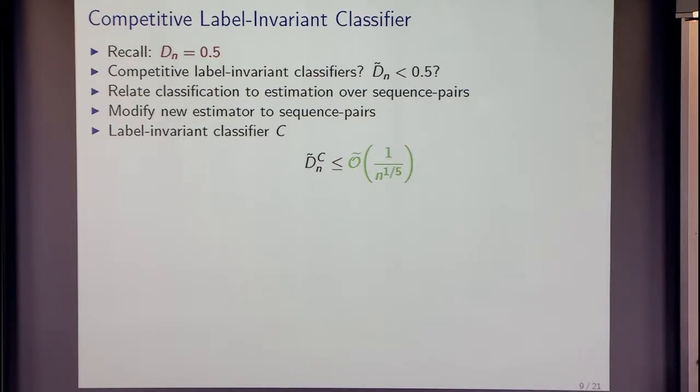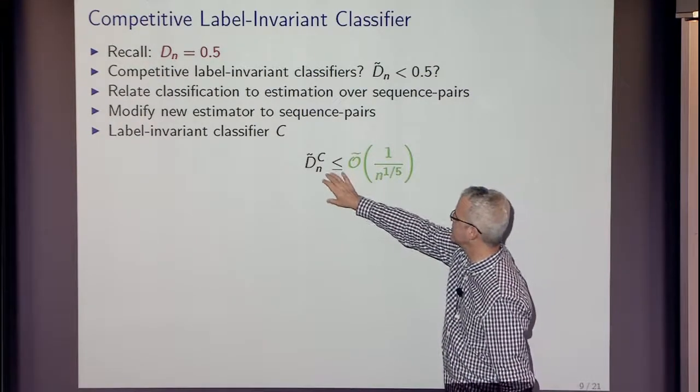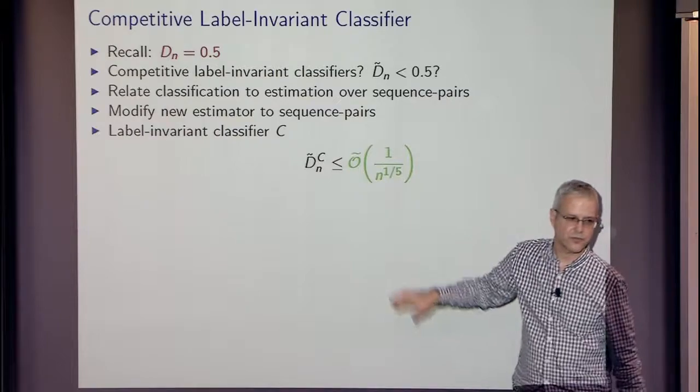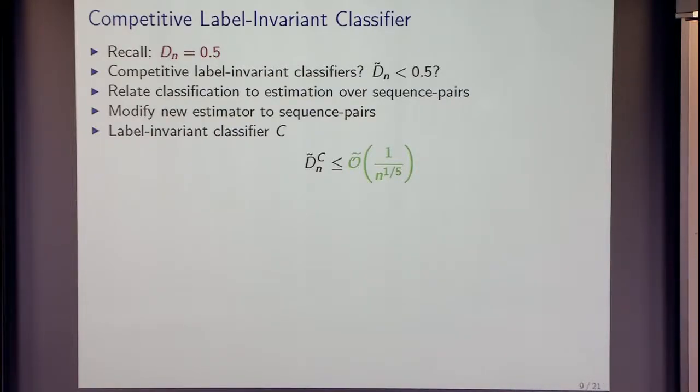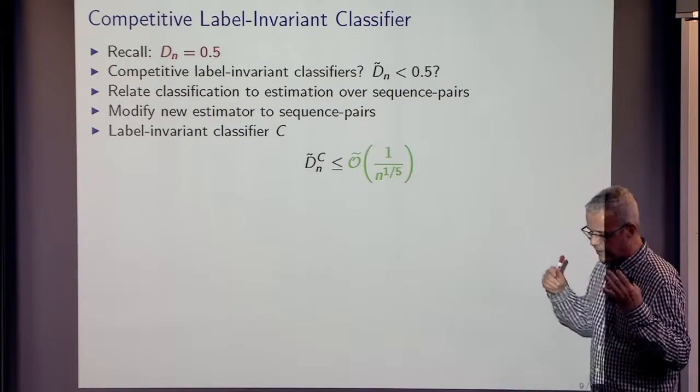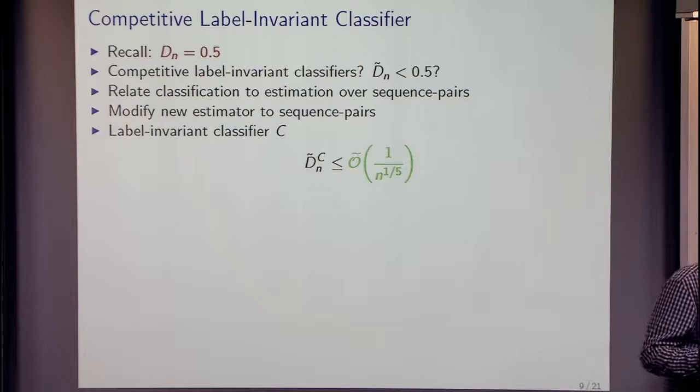And using that, you can actually build a label invariant classifier whose error goes like at most 1 over n to the 1 over 5. So this does not depend on k. It doesn't matter what k is, what the alphabet size is, you can achieve it. So you can build a classifier. We know that if you try to compare yourself to someone who knew the exact distribution, that's impossible. You gave that person too much power.